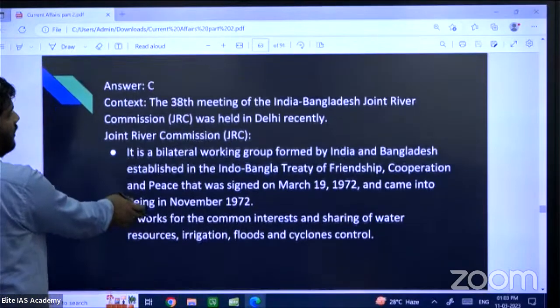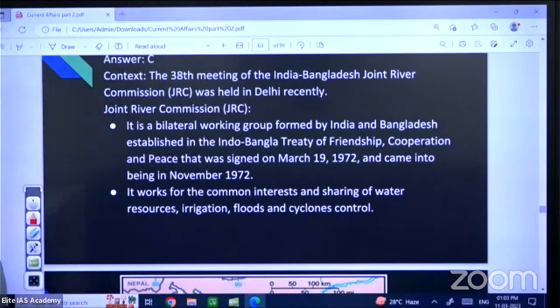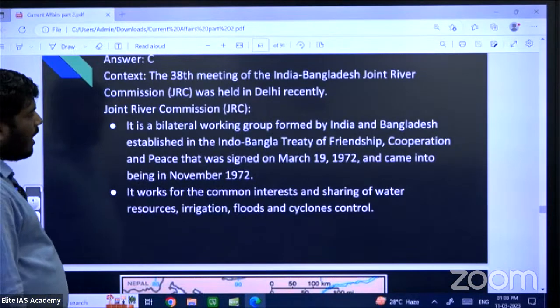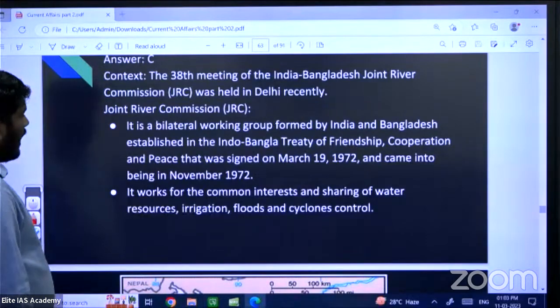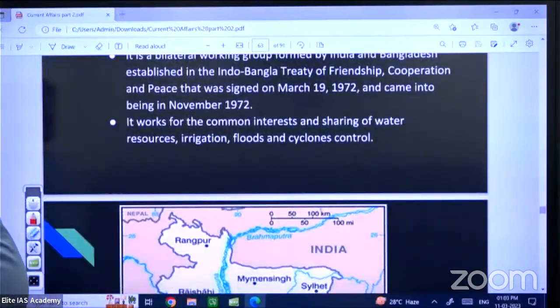It is a bilateral working group formed by India and Bangladesh, established in the Indo-Bangla Treaty of Friendship, Cooperation and Peace that was signed in March 1972 and came into being in November 1972. It works for the common interest of sharing of water resources, irrigation, flood and cyclone control. So this was in the news.